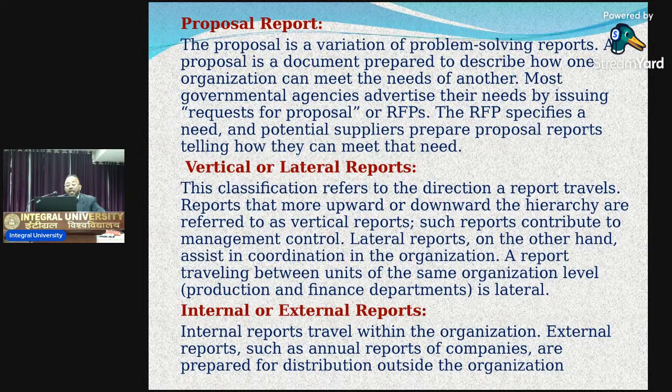Lateral reports, on the other hand, assist in coordination in the organization. It is a report traveling between units of the same organization. For example, the financial manager is in the same rank as the HR manager, and the same rank as the marketing manager. So if there is correspondence between these levels, that is called lateral reports. Vertical means from upward to downward or downward to upward. So these follow a set format issued by the company, whether digitally or in a physical form of a paper or document.